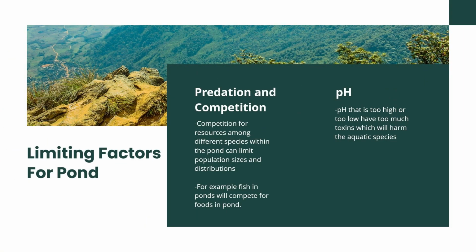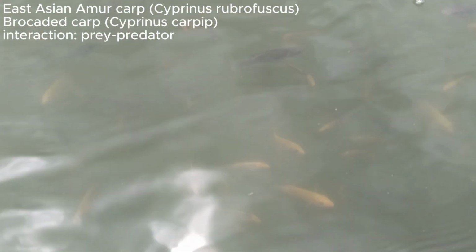Limiting factors for pond. First is predation and competition. There is competition for resources among the aquatic species inside a pond, for resources such as food and water. Besides that, pH is another limiting factor as well, as if the pH is too high or too low, that indicates that there is too much toxicity, which will poison the aquatic species and kill them.